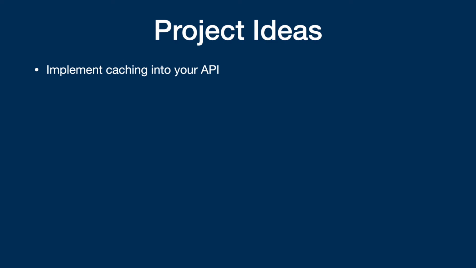Project ideas. Very easy. If you followed the previous steps, you have a proper API with a bunch of endpoints that have rate limiting and a database in them. Go ahead and implement caching in your API. So instead of fetching data from your database, fetch it from a cache now.